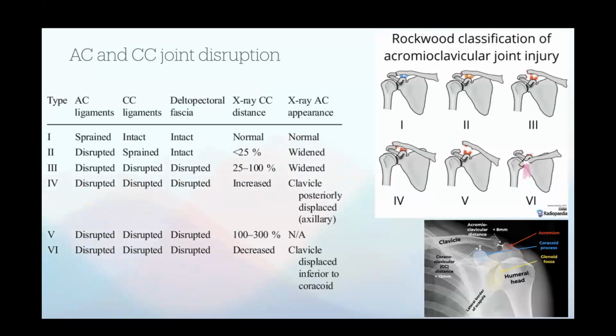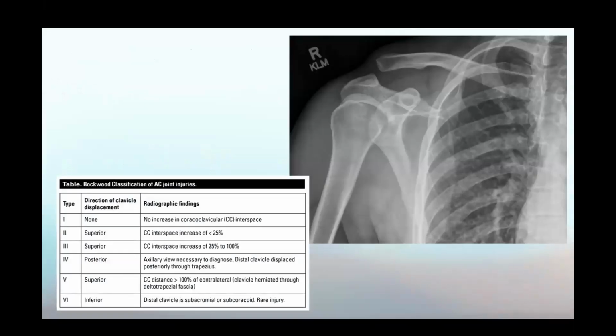This is classically done on X-rays, where in type 1, you have a sprained AC, but everything else is intact. In type 2, you have a disrupted AC along with a sprained CC, and there's less than 25% displacement of the CC. In 3, you have a 25 to 100% displacement. In 4, everything is disrupted and the clavicle is posteriorly displaced. In 5, you have more than 100% displacement, up to 300% displacement. And 6 is when the clavicle is displaced inferior to the coracoid. This is how it will look. This is a type 3 on X-ray.